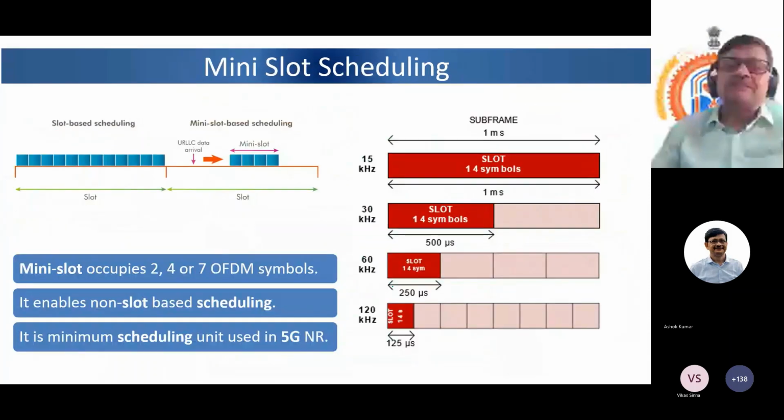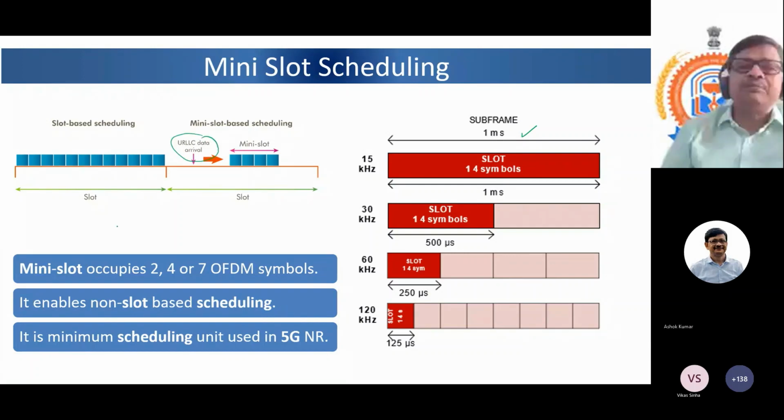Now there is something called mini slot based scheduling. As I was saying, suppose I am using a 1 millisecond subframe, so every 1 millisecond resources can be allocated. But in the case of URLLC, ultra reliable low latency communication, there is a concept of mini slot. That means in an ongoing time slot, suppose this time slot has started and some data comes, you can puncture this and give the data into the ongoing slot itself.